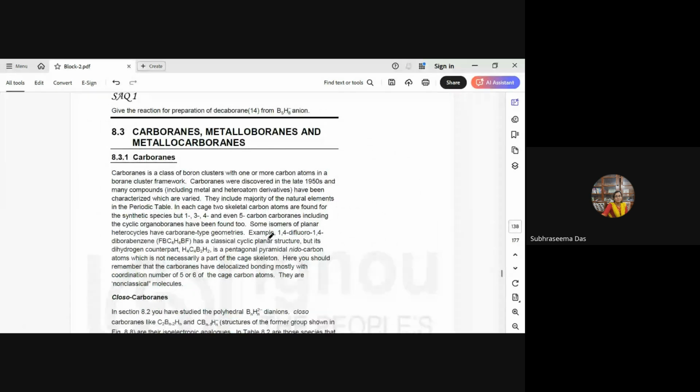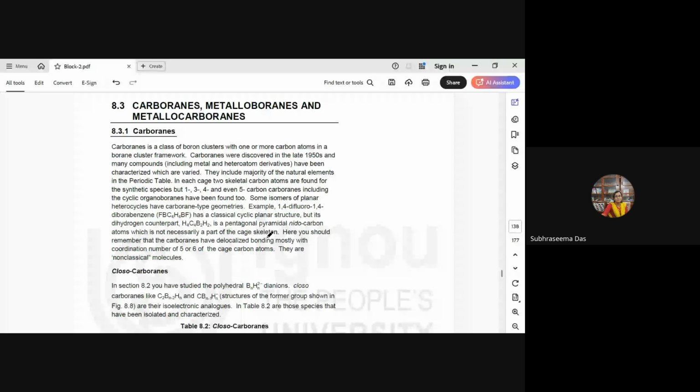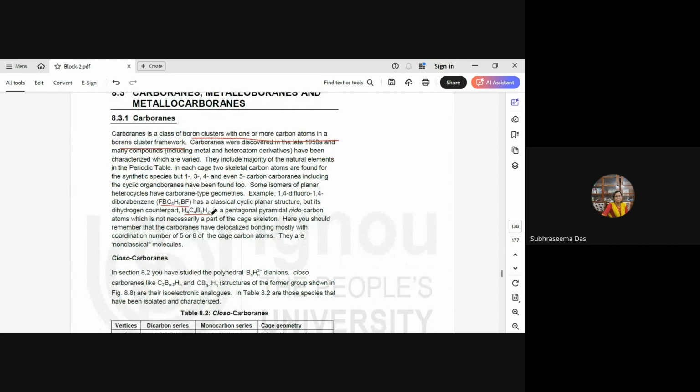So now coming to the next part, that is the carboranes, metalloboranes and metallocarboranes. So what is a carborane? Carboranes are a special class of boron cluster which contains carbon atoms in the boron framework. They were first discovered in the 1950s and they have been used for various types of applications. Some examples are C4H4B4H4, which is a cyclic planar structure, but its counterpart, that is H4C4B2H2, is a pentagonal bipyramidal nido carborane.